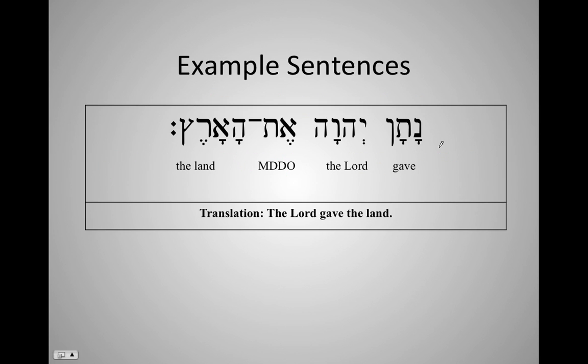So we have natan, which is gave, Adonai, or the Lord, that becomes the subject of the verb. So we have the Lord gave. Note we have this little mark of the definite direct object. That's a mouthful there. Et, we don't translate it. It's just telling us what follows is the direct object of the verb. So the Lord, Natan, gave haaretz, the land. Note you can see that prefix definite article that we talked about, the hey with the qamets before the noun eretz there. So the Lord gave the land.